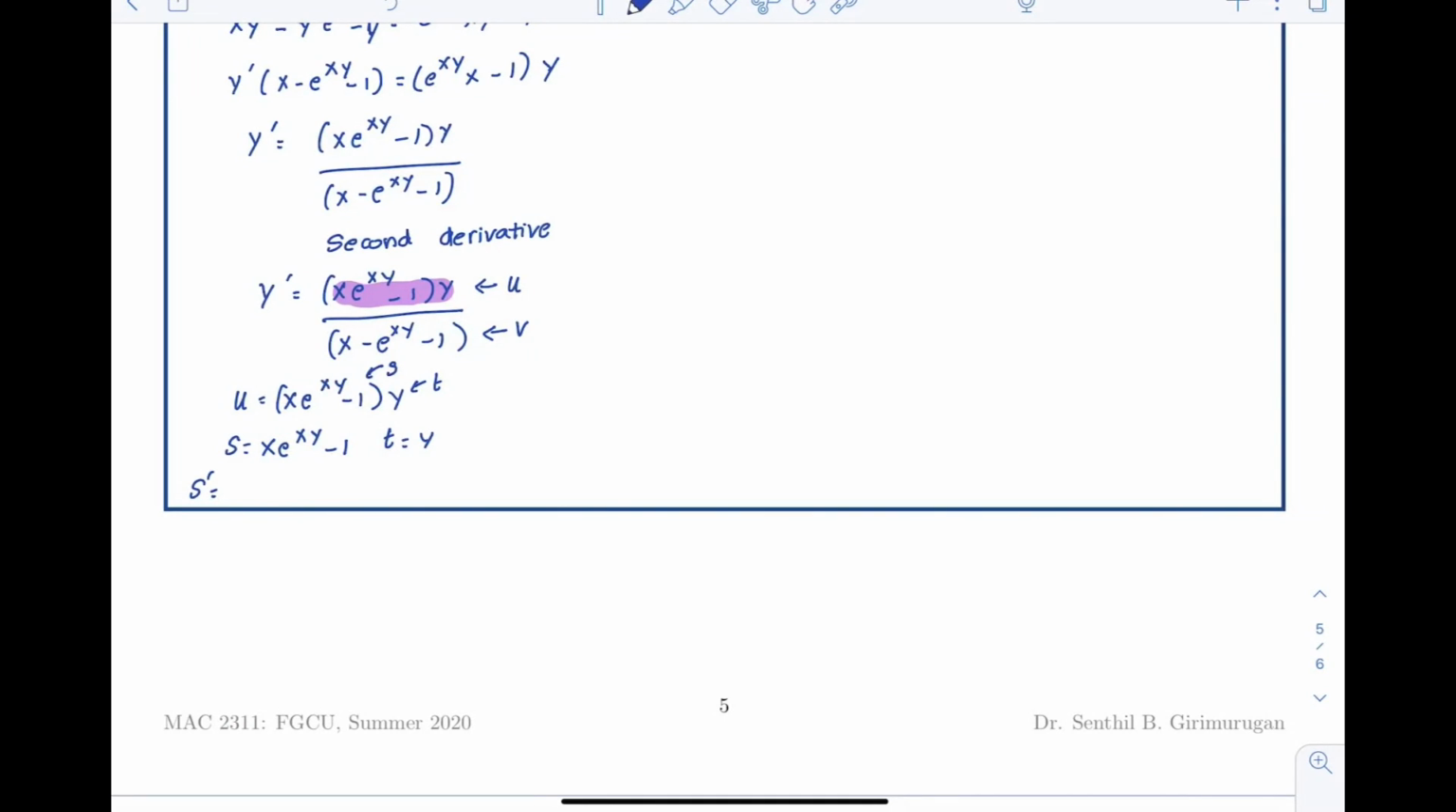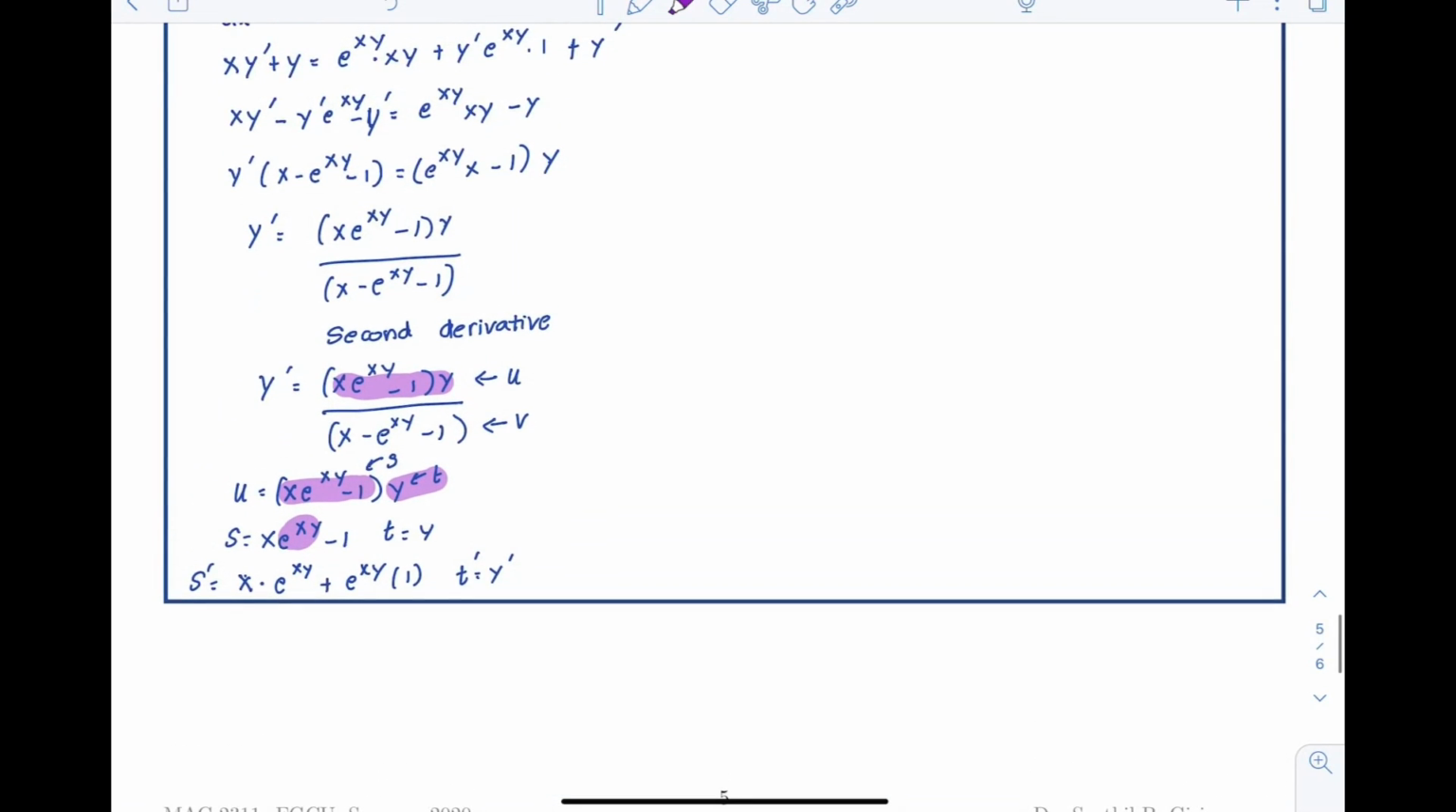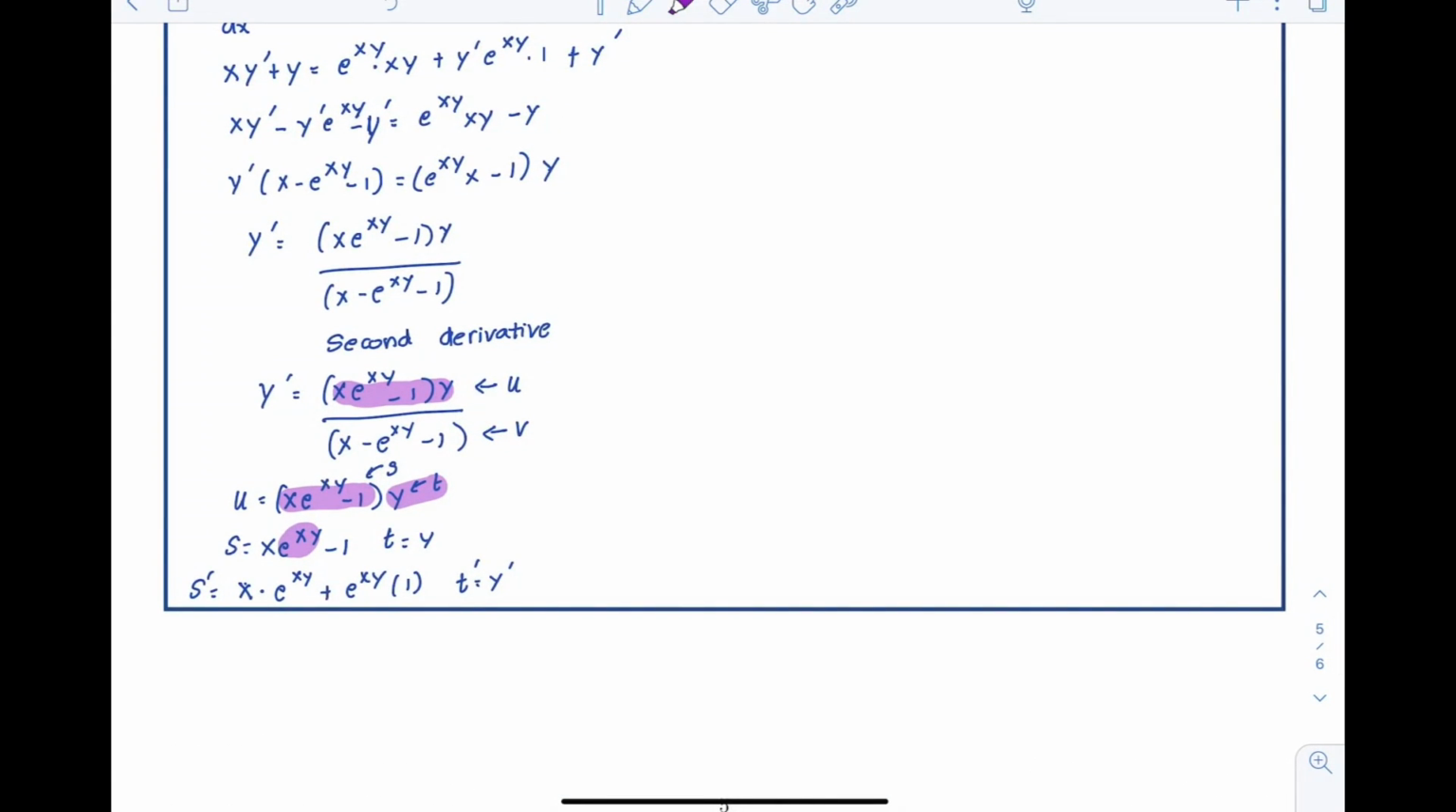S prime, we have to use product rule for the first term, so x times the derivative of e raised xy plus e raised xy times the derivative of x, which is 1. Keep in mind, I'm using product rule. And t prime is simply y prime. So we just found the derivatives of the terms right here using product rule. But we have to find the derivative of u.